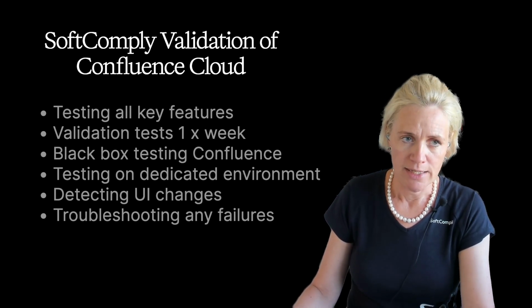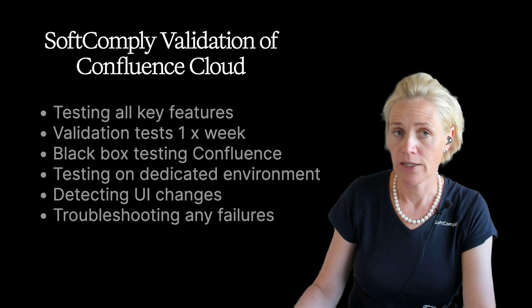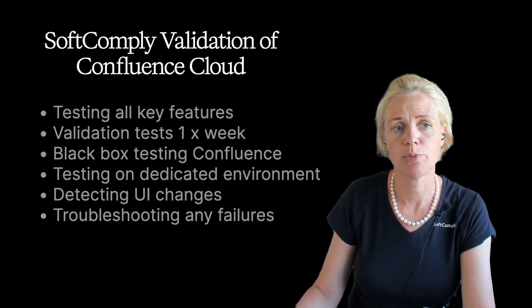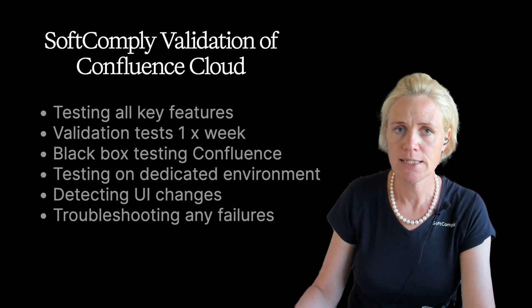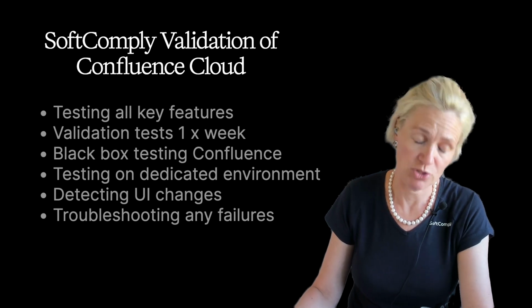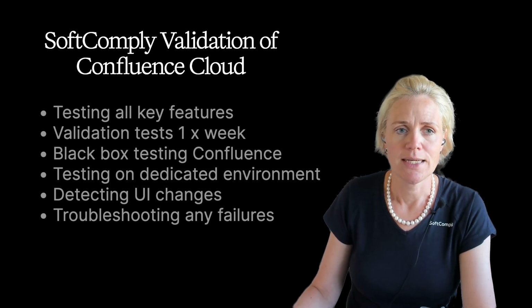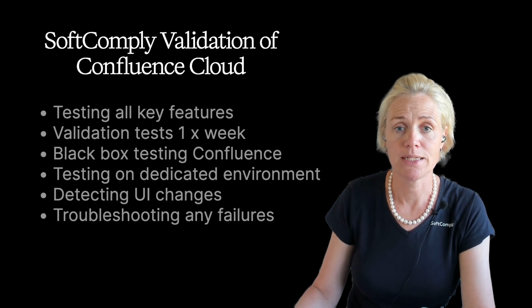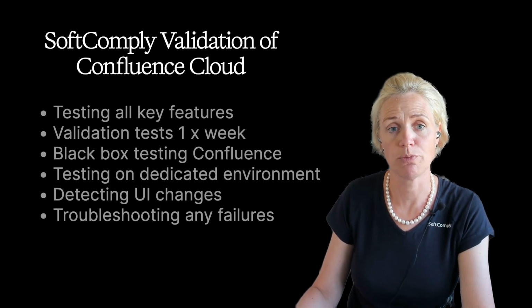When a test fails, we troubleshoot any failure that occurs, and if it is a real Confluence bug, we notify the user and open a ticket with Atlassian. In case Atlassian changes the UI, which happens quite a lot, we update the test cases and run the tests again. All right, let's jump into the app and see how to run the app and how to interpret its outputs.